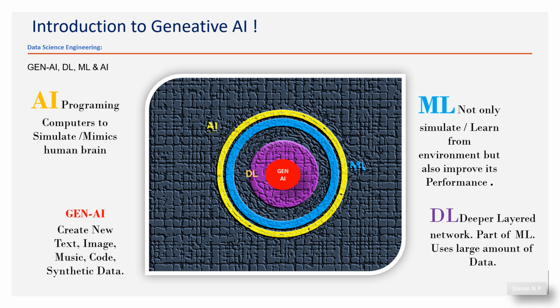With this, let me introduce Gen AI as well. Here, we're not trying to mimic or simulate or learn from the environment or use deep learning, but beyond that, we're trying to generate, as the name goes, new text, new content. This content could be text, images, new music, new code, or new synthetic data. Why synthetic data? The availability of data is not very easy for most applications. So we can use generative AI to generate data. We'll see some examples in the coming slides.